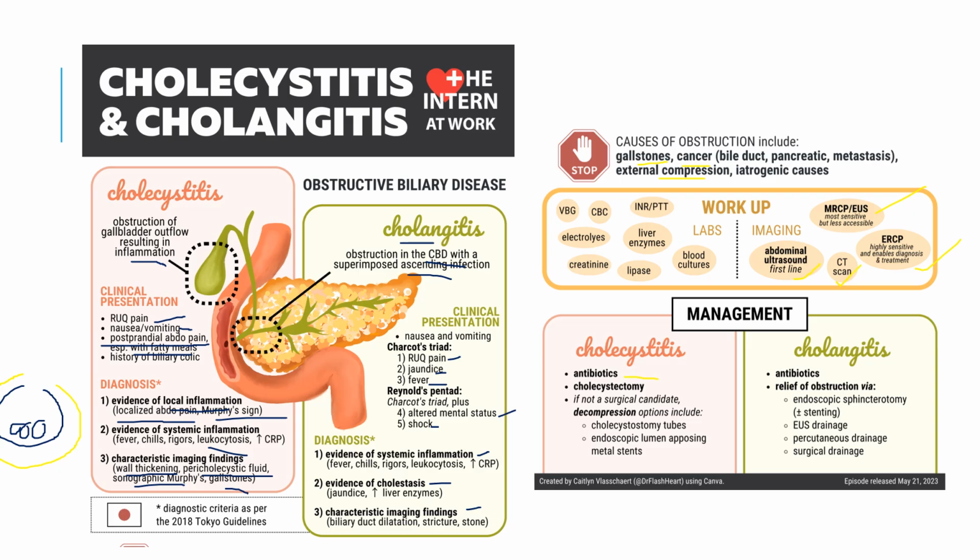Management for cholecystitis as well as cholangitis. Both are inflammation, so go for antibiotics. In cholecystitis, you can go for cholecystectomy, usually an interval cholecystectomy once the infection has settled. If not a surgical candidate, opt for cholecystostomy tube, or endoscopic lumen-opposing metal stent. In case of cholangitis, you can relieve the obstruction by endoscopic sphincterotomy, endoscopic ultrasound drainage, or percutaneous drainage.